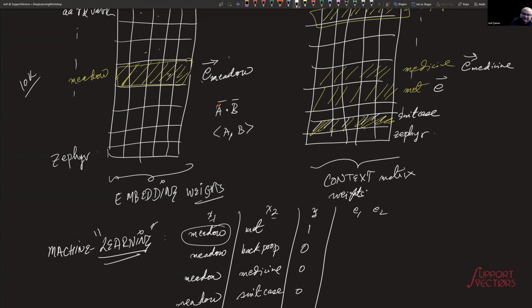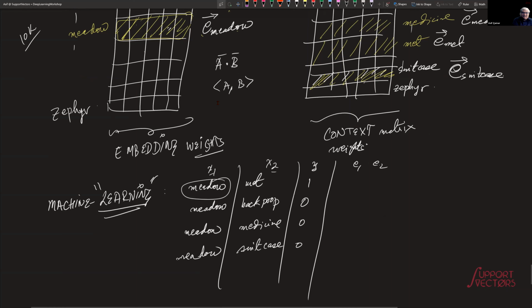Likewise, this is the embedding vector for met. This is the embedding vector for suitcase. So now what can we do? We can look at the dot product of these embedding vectors of meadow with everything else, right? Or of every first column versus second column, because it wouldn't just contain meadow. As you move your window around, there would be lots of dot products that will emerge.